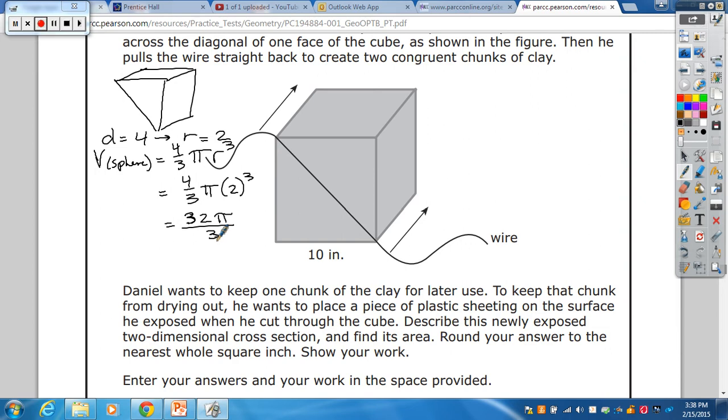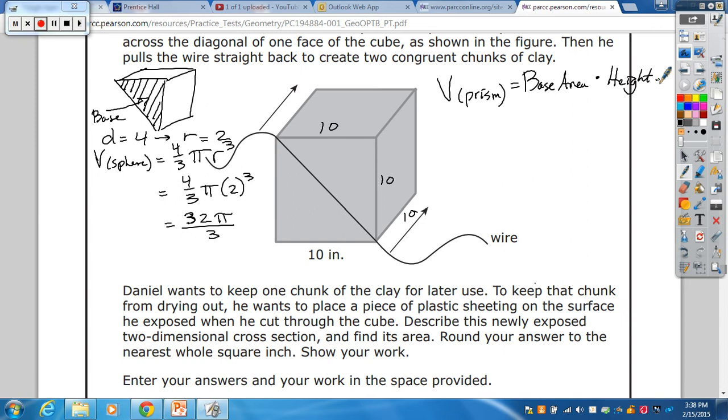And let's see here. We want to know the maximum number of spheres that Daniel can make from this chunk of clay. So remember, this is 10, 10, and 10. Now the volume of a prism is base area times height, and the base sides are always parallel and congruent to each other. So this is actually the base that we're looking at. Okay, so volume of a prism is always base area times height.